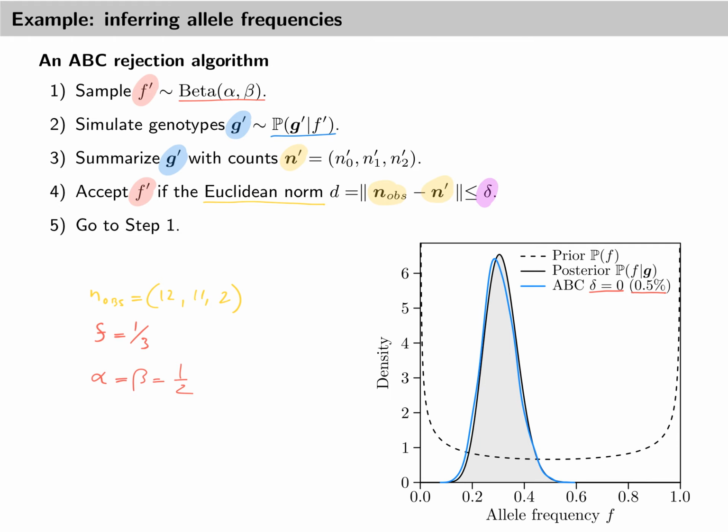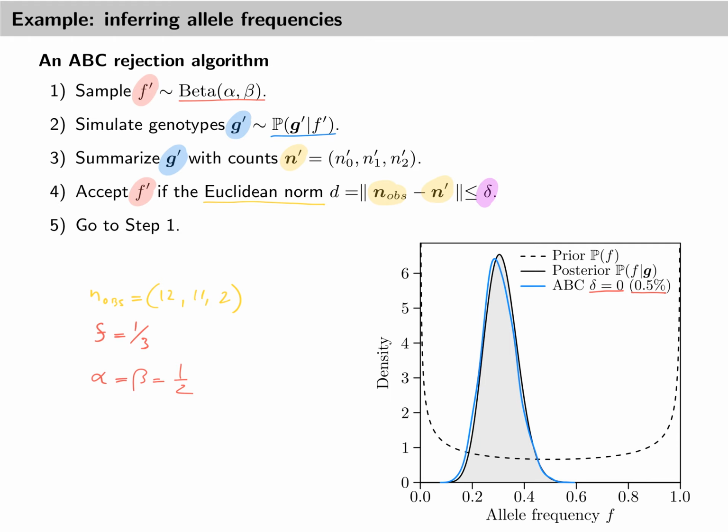The reason for this is that in this case here, the chosen summary statistics, that is the genotype counts, are actually sufficient for the data. So they contain all the information there is about the allele frequency that is also contained in the full genotype vector. Indeed, under the assumption that genotypes are independent, we don't need to know anything about the order in which those were observed.